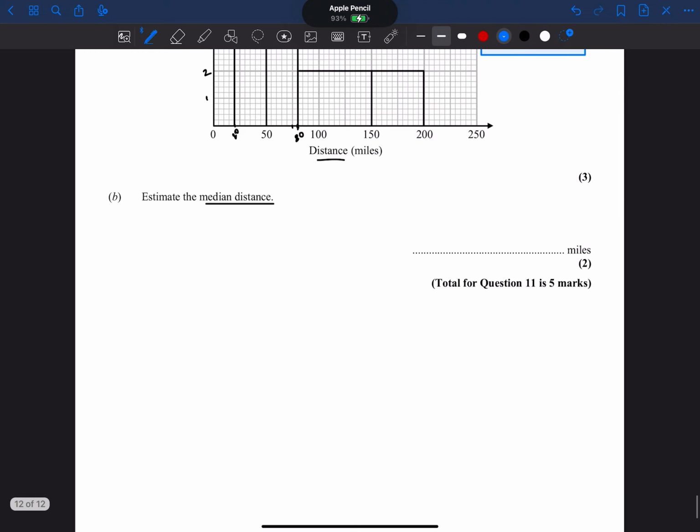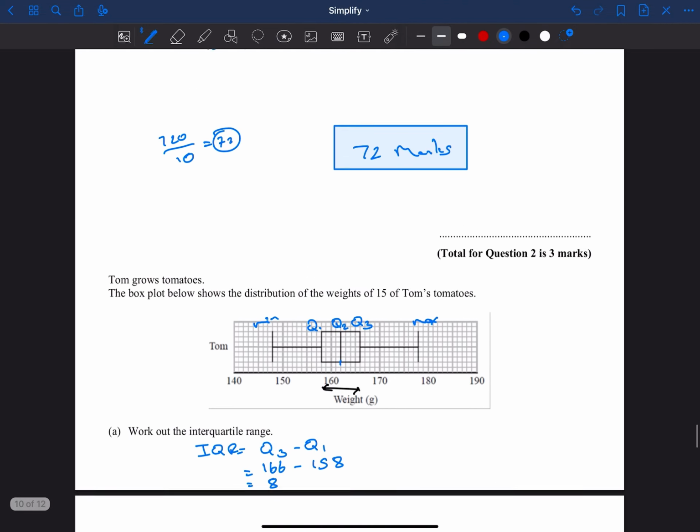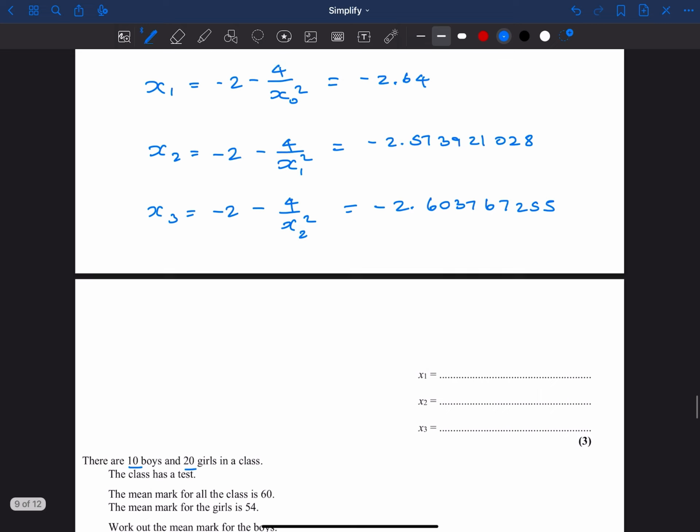Make sure you practice all of them. If you got anything wrong, redo it again. If you don't understand it, look at it again and then do it again. Right, thank you.